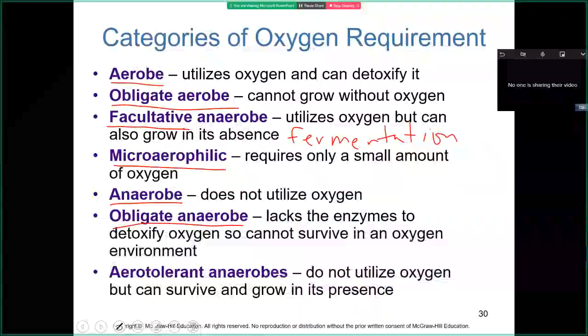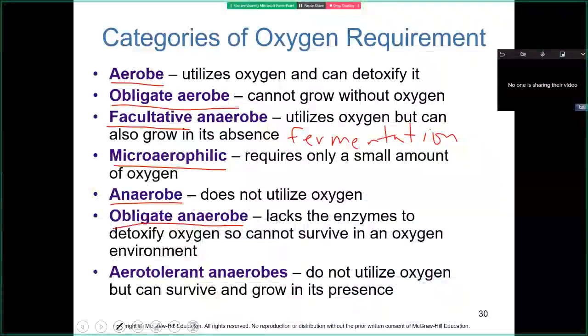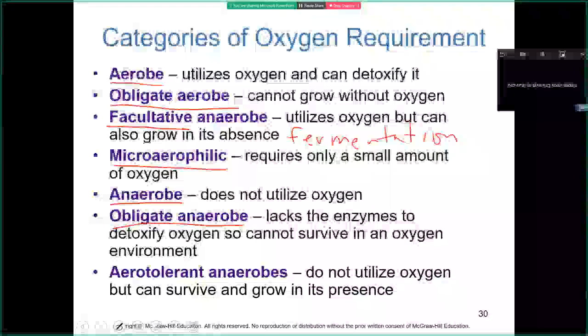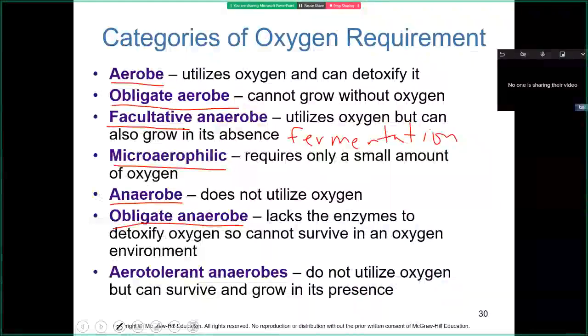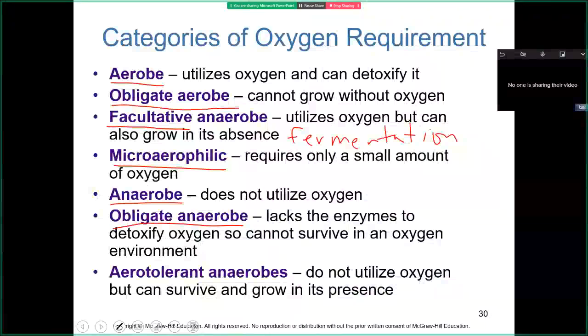You know, places like that. Around volcanic vents down deep in the ocean, again, no oxygen there. They're going to love that environment. Your colon, in the depths of your colon, in the material that's passing through, there's very little oxygen. And so you're liable to find some of these obligate anaerobes there as well.